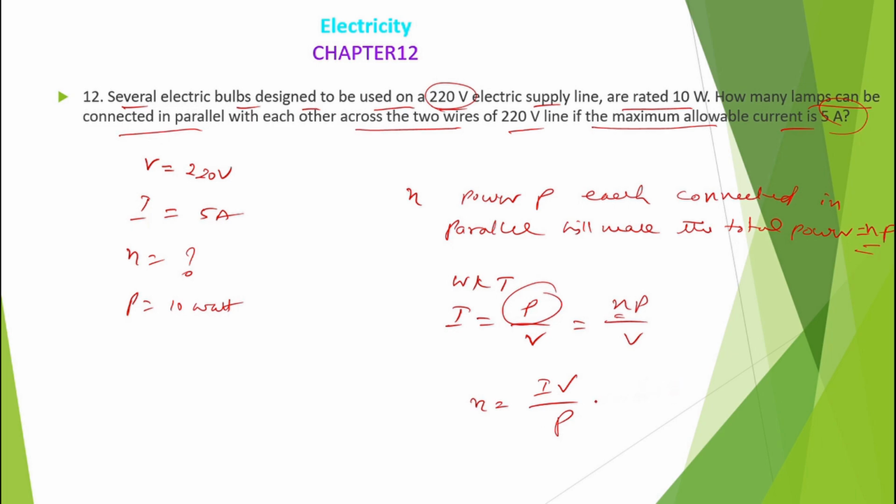Okay. I he has given, it is 5 amps into V he has given 220 volt divided by P 10 watt. So if you simplify this, you will get 110 bulbs. So 110 bulbs can be connected to a given circuit, that is a parallel connection with a 220 volt line. Like that, one line you have to make.